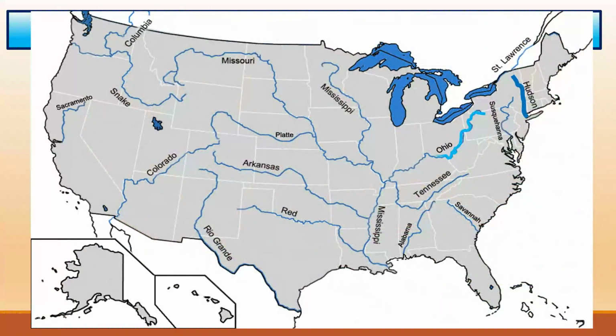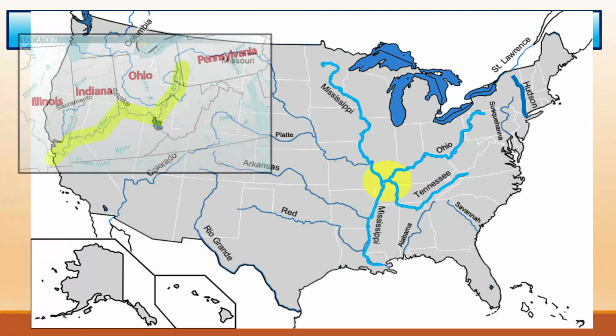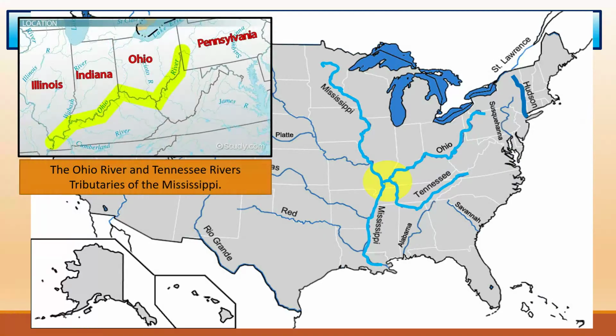How about some other rivers, like the Ohio, the Tennessee, and of course the Mississippi River? You'll notice that the Ohio River and Tennessee rivers are tributaries of the Mississippi. And once again, I have to bring this up, as the United States expands west, the Ohio and Tennessee rivers become important trade routes. They lead all the way out to the Mississippi River.